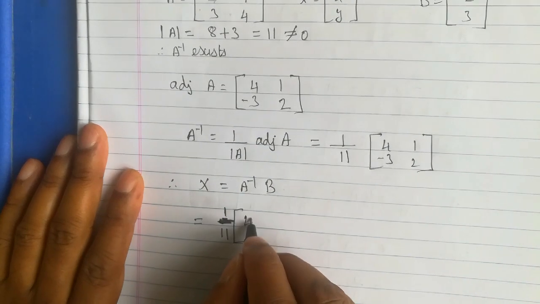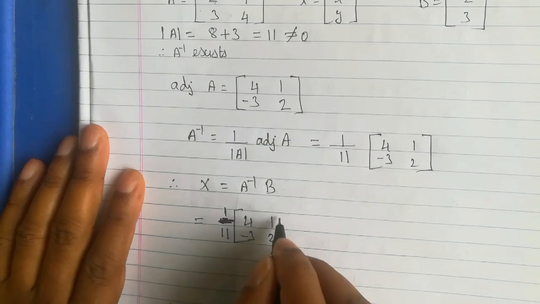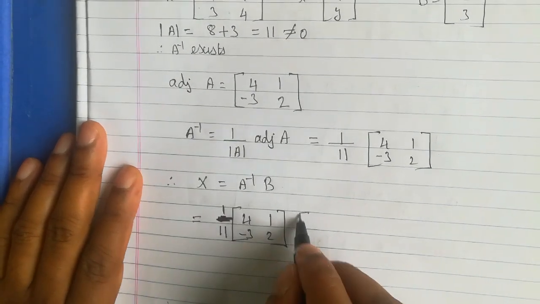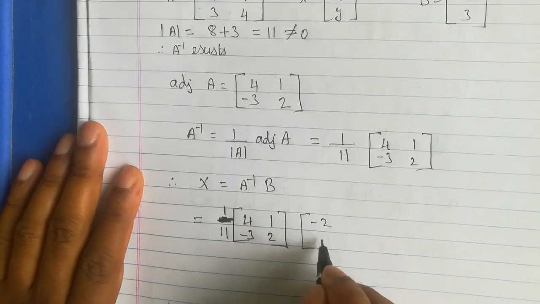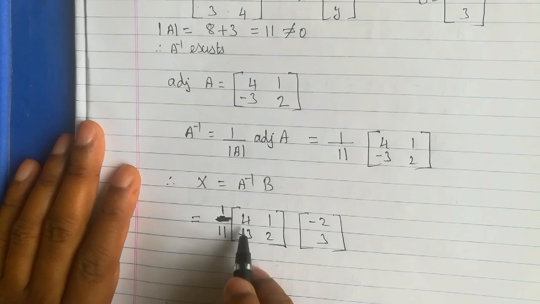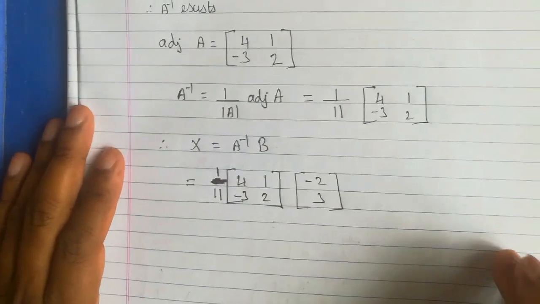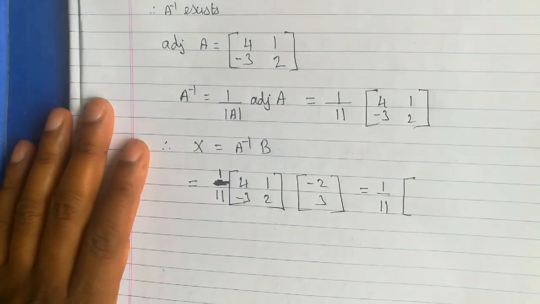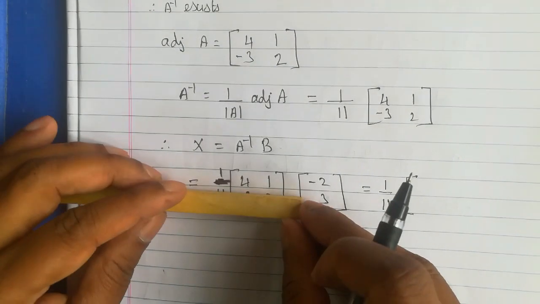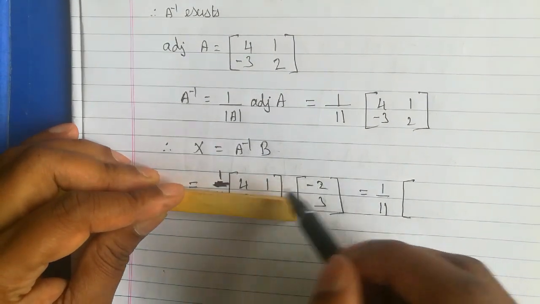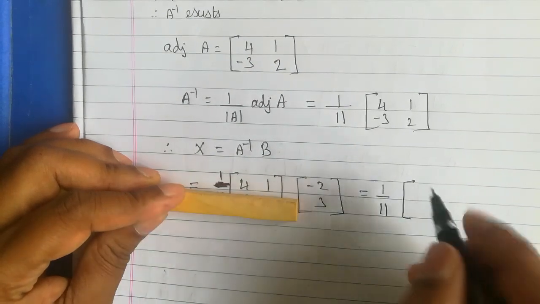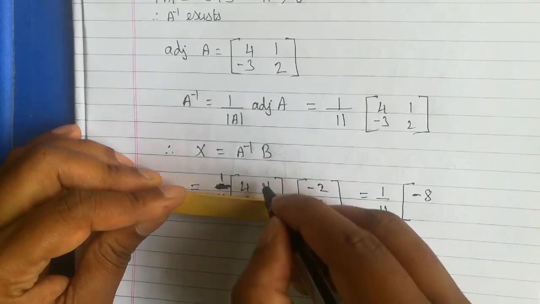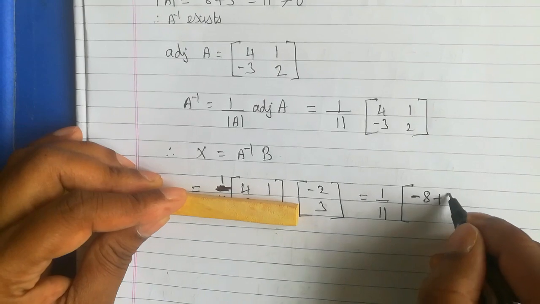A inverse is 4 1 minus 3 2, B value. Now multiply this. We know the matrix multiplication: 4 into this and 1 into this. Minus 8 plus 1 into 3.